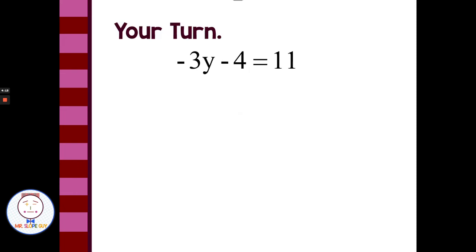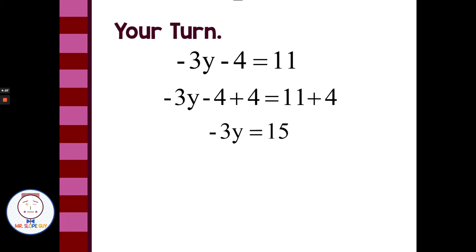All right, you guys pause the video. Try this one here. We have negative 3y minus 4 equals 11. Then come back and see how you did. All right, so we'd start this problem with adding 4 to each side. 11 plus 4 is 15. Negative 3y equals 15. I can divide both sides by negative 3 and get y equals negative 5.